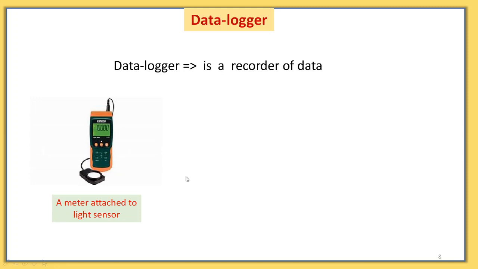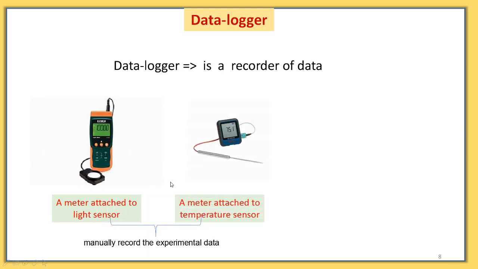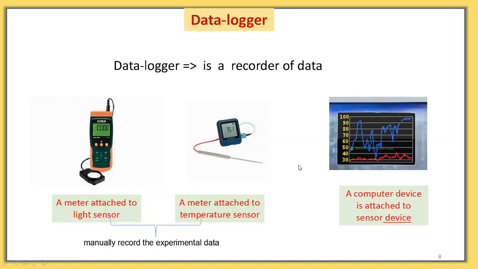For example, we have a meter attached to a light sensor. You read the strength of the light, but we need to record it manually. This is the temperature sensor, which is also attached to a meter, also a manual data logger. The last one is attached to a computer, therefore you do not need to record manually. It will record automatically according to the time frame you set.